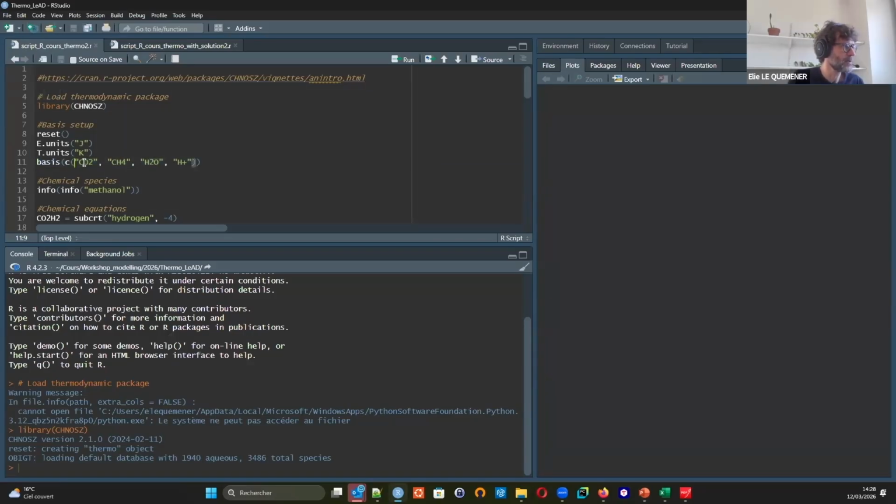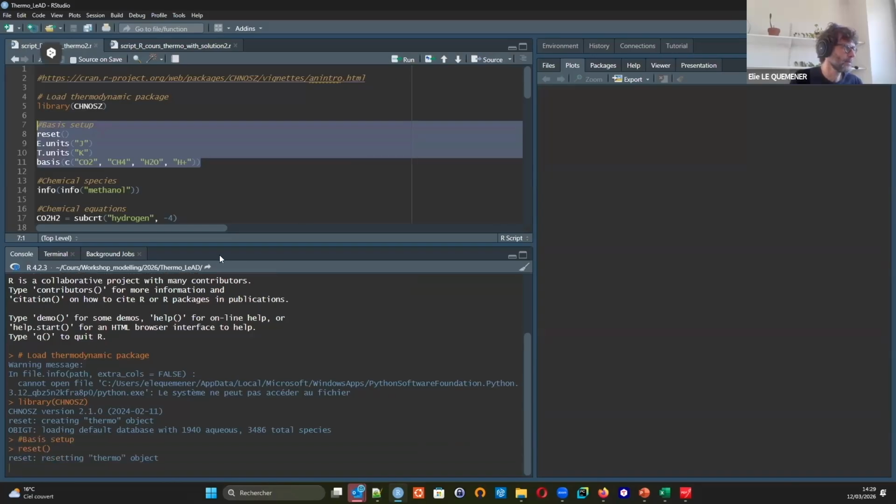So I specify, for example, that I want the system to equilibrate all my reactions with these molecules, so CO2, CH4, H2O, and H+. And the number of basis species specified is the same as the degrees of freedom. So I have three elements plus charge, so C, O, H, and charge as degrees of freedom. So I have to specify 4 molecules for the equilibrium of the reaction. Okay, this is the basis setup.